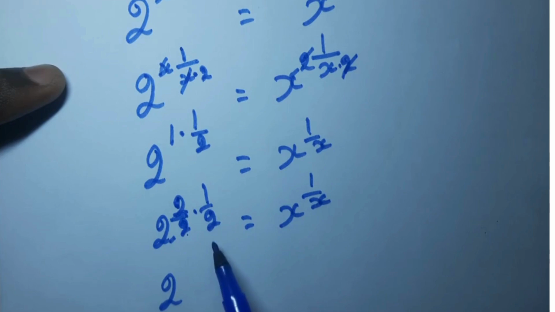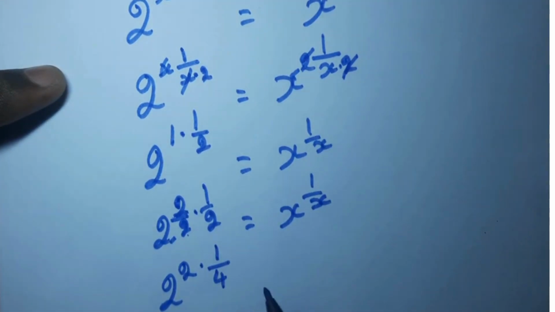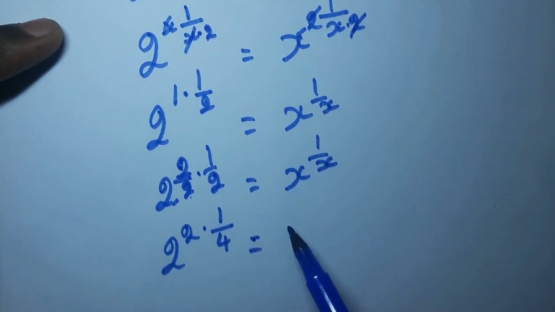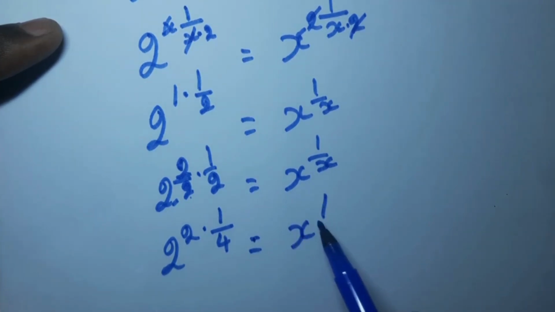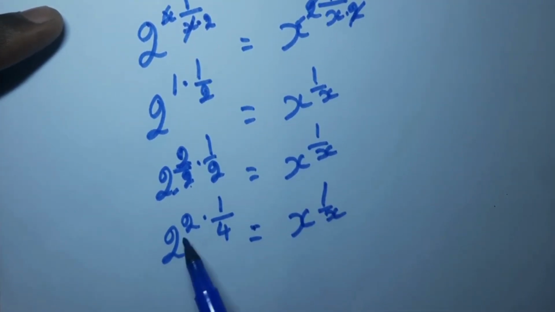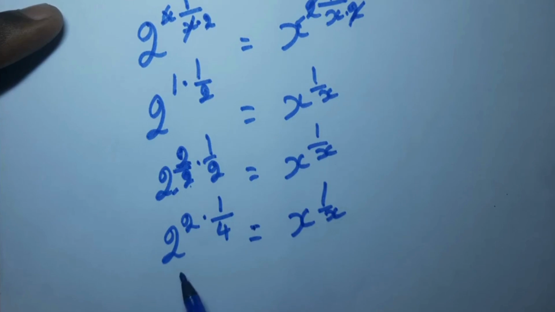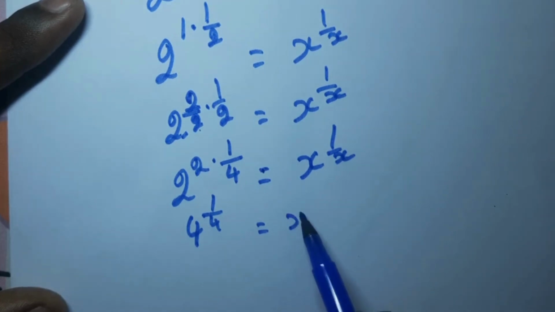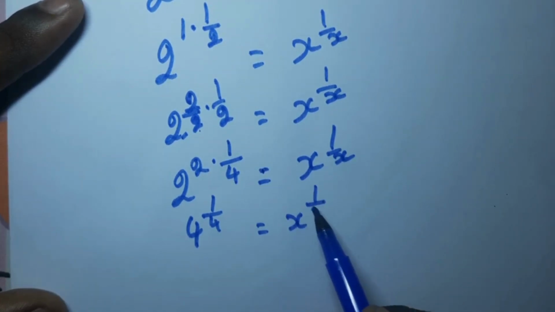Now this 2 and this 2 will get multiplied, which means 2 into 1 by 4 equal to x to the power of 1 by x. This 2 to the power of 2 is 4, so 1 by 4 equal to x to the power of x.